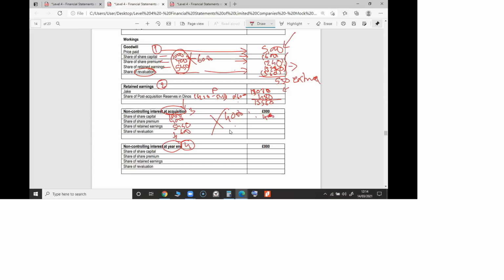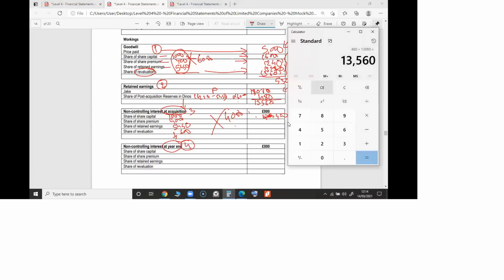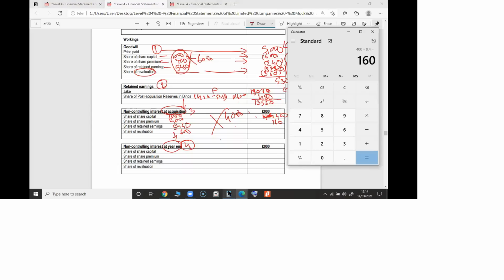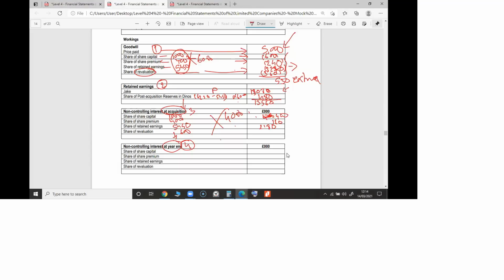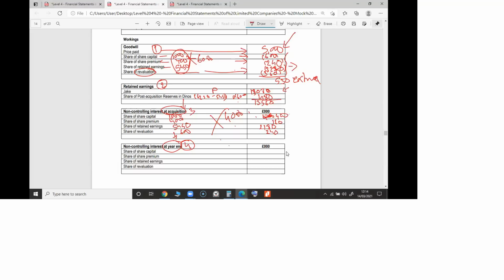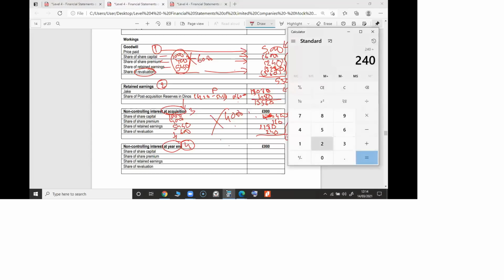1,000 times 40% is 400. 400 times 40%, 160 for share premium. Then retained earnings 5450 times 40% we don't own, 2180, and 600 times 40% is 240 for revaluation. So at the beginning, that was the worth of the asset which we don't control, the non-controlling interest at acquisition. Add up: 400 plus 160 plus 2180 plus 240. Fantastic, Vivian, Mary. It's 2980, the same identical answer.